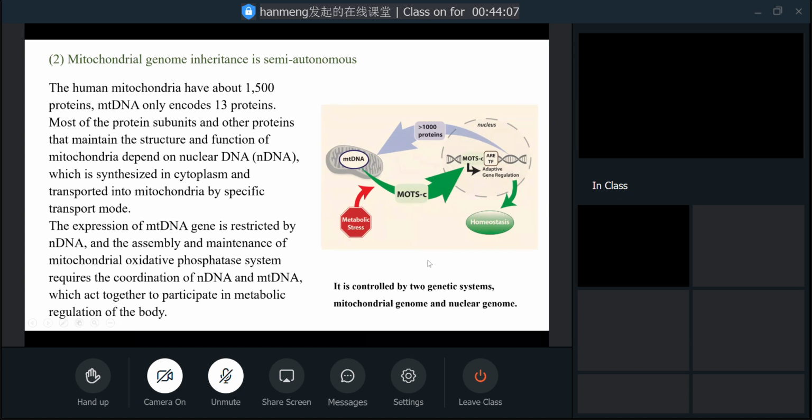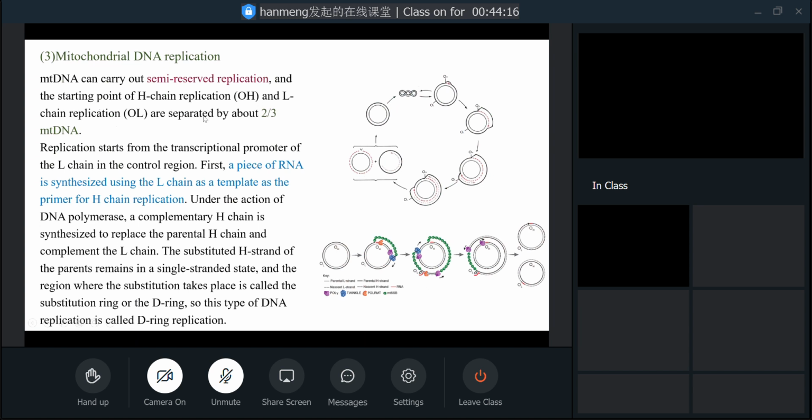So the mitochondrial genome is semi-autonomous, because the mitochondria has its own DNA. The DNA needs to replicate, and transcribe into messenger RNA, and then translate into amino acids. So, how does mitochondrial DNA replicate?